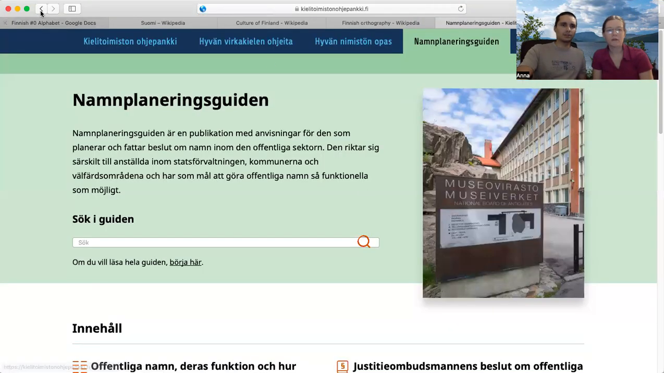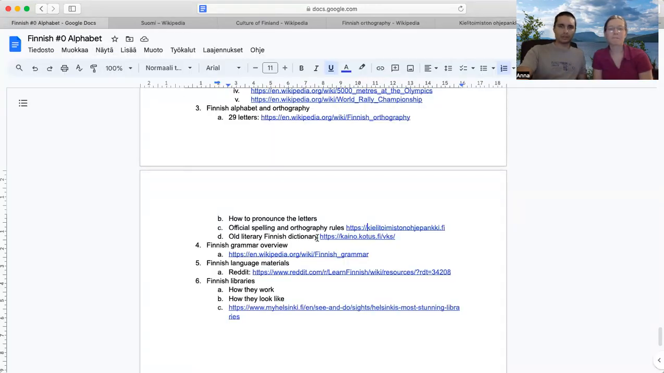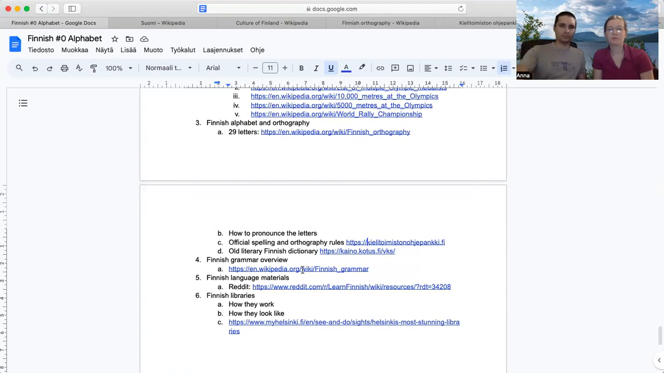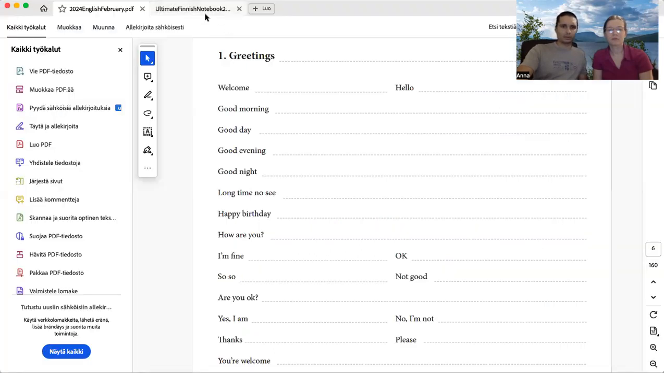No. So you could use just Google Translate and use this site. That's the only way. But I think they have really good resources there. Yeah. Finnish grammar overview. So let's go really quickly.